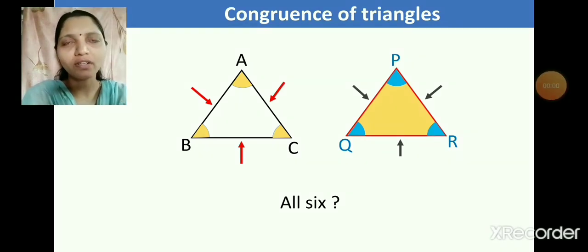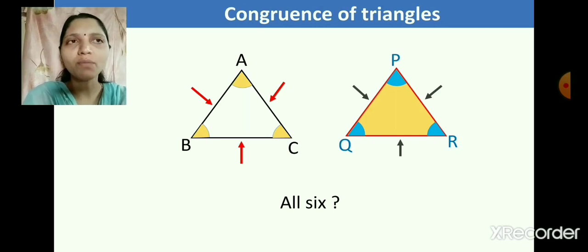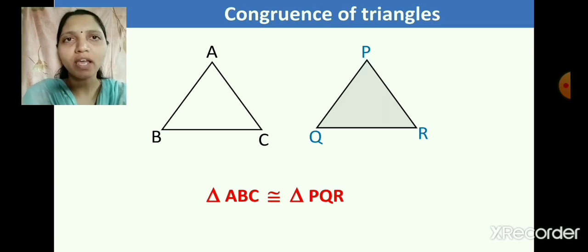Not at all, because there are some conditions by which we can find whether the given triangles are congruent or not. Now what are those conditions? We can have a set of 3 elements together, and by the set of these 3 elements only we can find the congruency between the triangles. Now let's see what those conditions are.